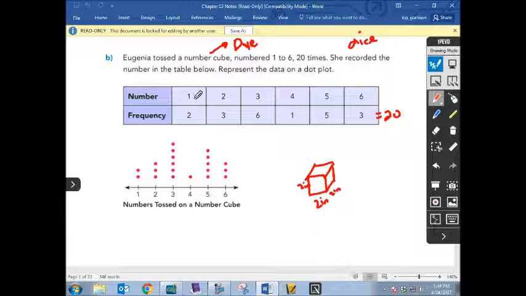Okay? So she rolled the number 1 twice. She rolled a 2 3 times. She rolled a 3 6 times. She rolled a 4 1 time. She rolled a 5 5 times, and she rolled a 6 3 times. Now, I hope we don't teach probability here in 6th grade, but in 7th grade you're going to get into probability, and I think you did it in 5th grade.